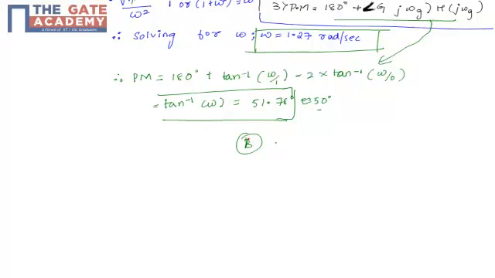And from this question we have learned how to find the phase margin by equating the magnitude equation to 1 at gain crossover, calculating the phase, and substituting it into the phase margin formula.